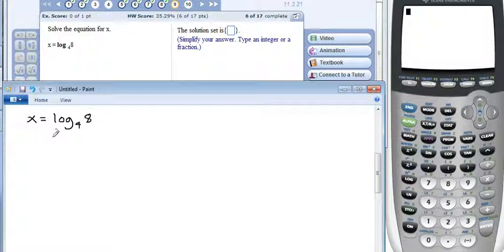All right, I want to go from my logarithmic form to an exponential form, so I'm going to convert it using 4 to the x power is 8. All right, 4 to the x power is 8. That's the conversion.